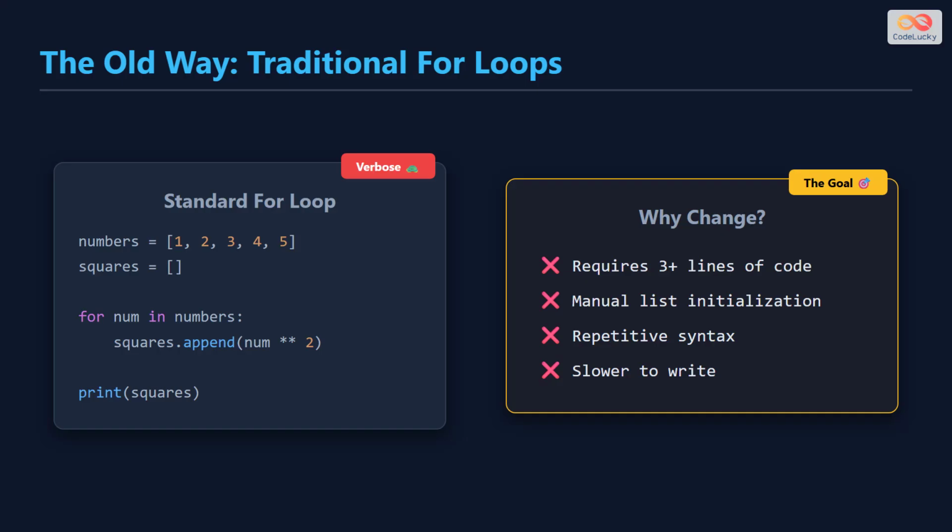Let's start by looking at how we traditionally create lists. Typically, if you wanted to square a list of numbers, you would initialize an empty list, write a for loop spanning multiple lines, and manually append items to that list. This works, but it is verbose and requires you to manage the list construction manually.